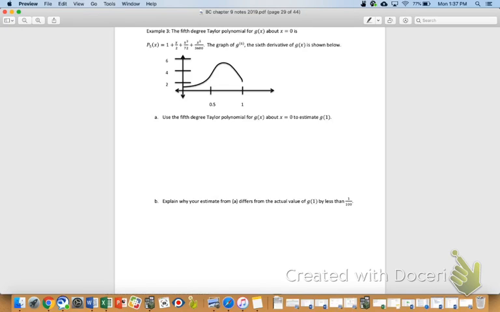So please read it over. It says the fifth degree Taylor polynomial for g about x equals 0, meaning that it's really Maclaurin, is given by that equation right there. The graph of the sixth derivative of g is shown below. And then you're asked 2 questions. See if you can answer both.